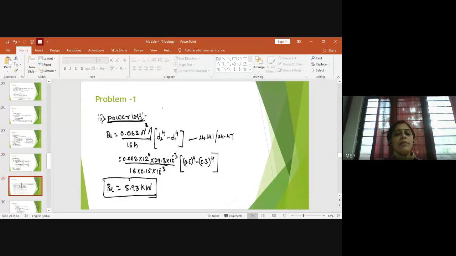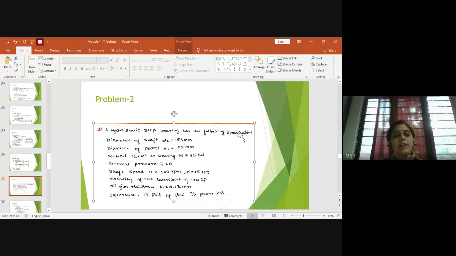So now similarly, we have to go for the second. It is a problem on hydrostatic step bearing with the following details. Here also they have given you the diameter of the shaft, D2, in mm. Please note down the question and the data. You have to solve it. Diameter of the shaft is given as D2, which is 153 mm. Kindly note down. The diameter of the pocket or the recess is D1, which will be equal to 102 mm. Don't get confused.